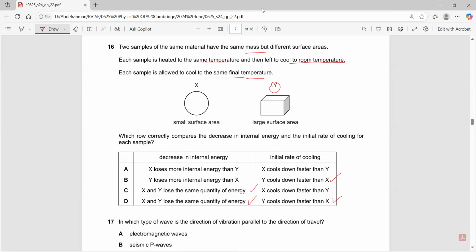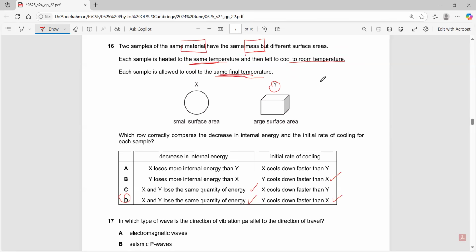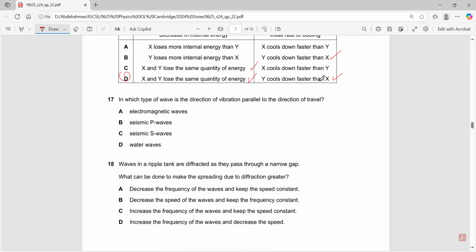Why would both of them lose the same quantity of energy? Because both of them have the same mass and they are the same material. They had the same initial temperature and they have the same final temperature, so they will lose the same amount of energy. Even if it takes a longer time, eventually they will both lose the same amount of energy.